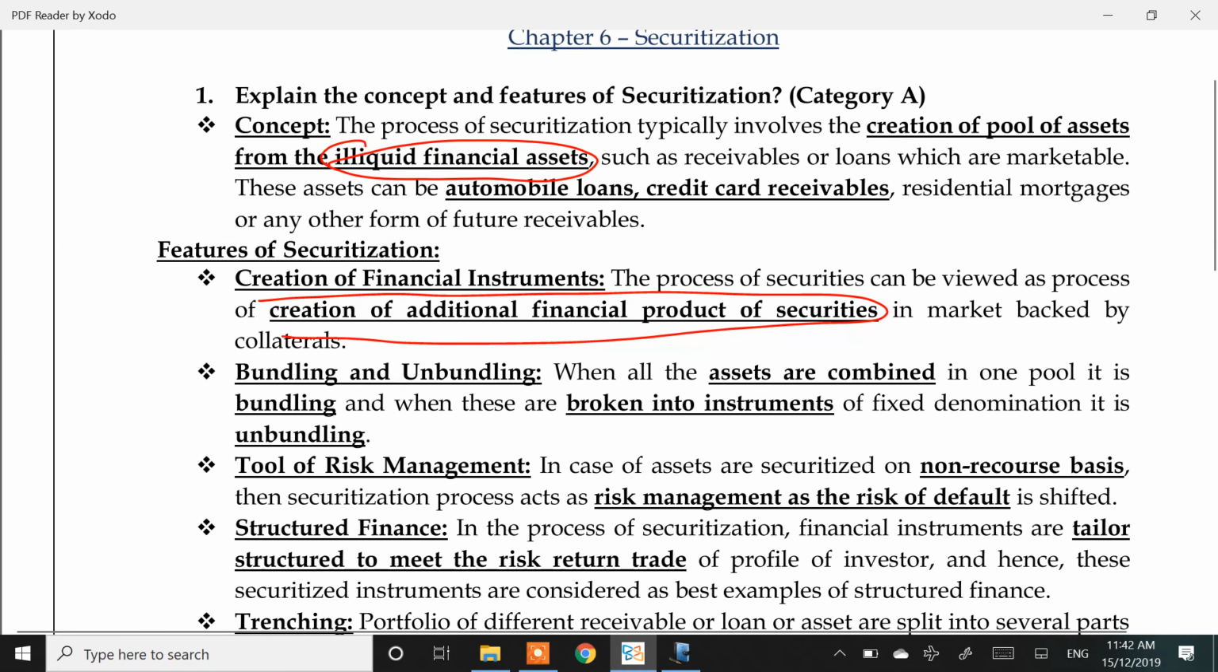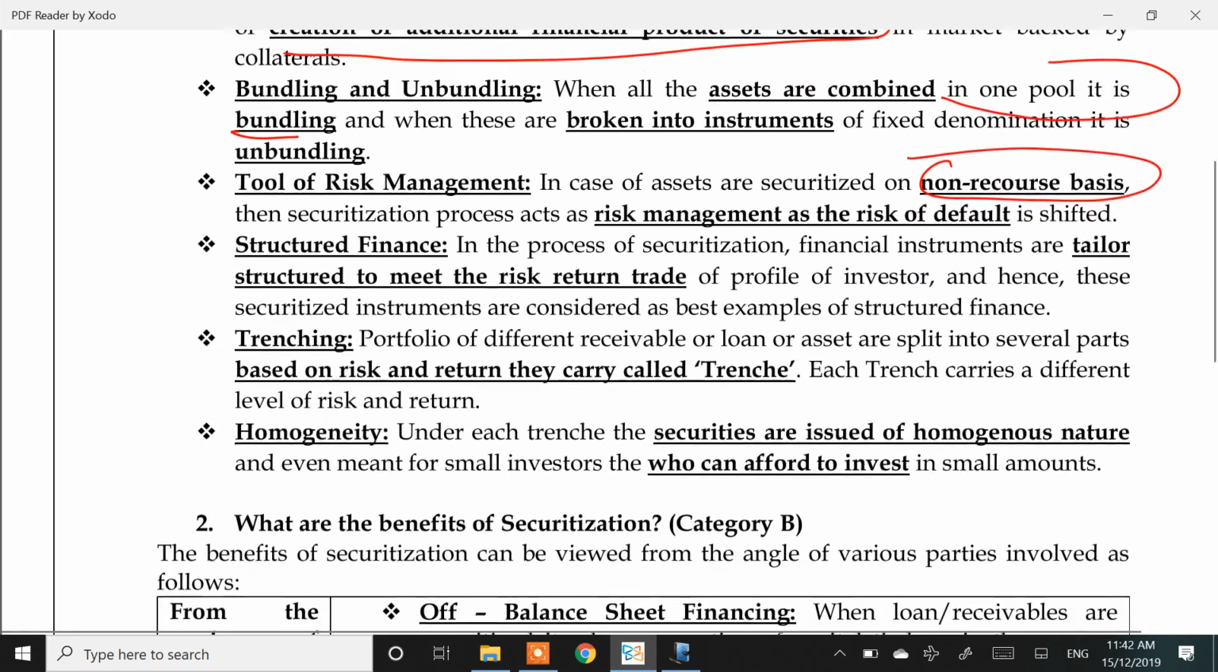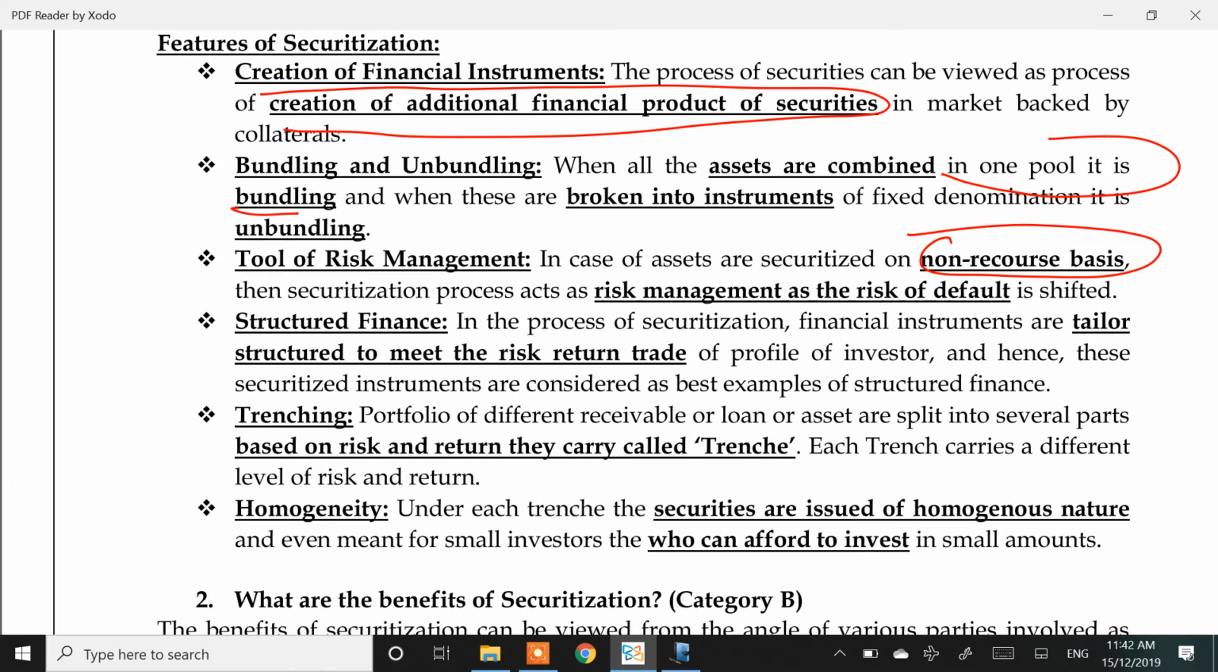When all the assets are combined in one pool, it's called bundling. And when they are broken into instruments, it is called unbundling. Also, this can become a tool of risk management in case you go for a non-recourse kind of securitization. If it's a non-recourse kind of securitization, this will also help you in protecting yourself from the risk of default. So this is a basic thing. Homogeneity: the securities are issued of a homogeneous nature, and even small investors can invest.